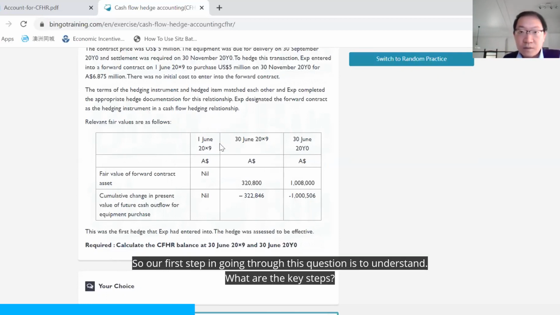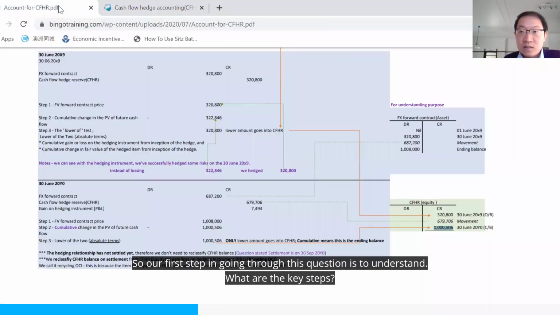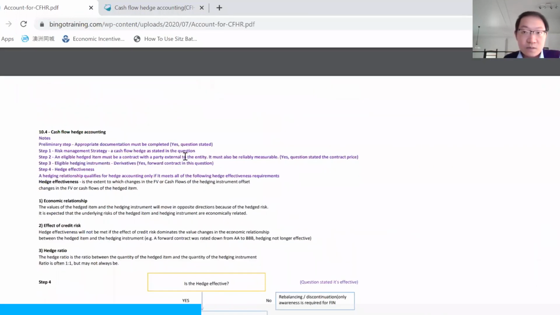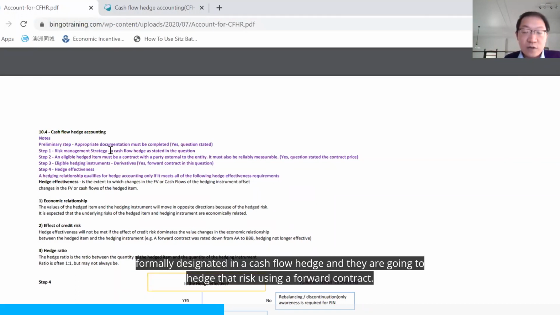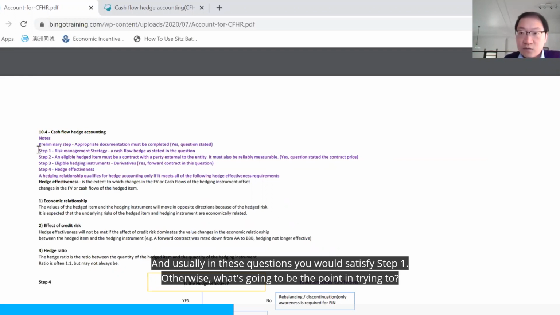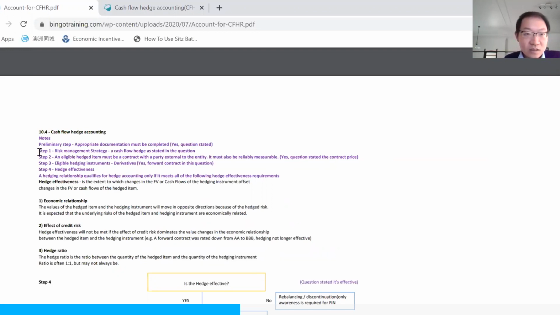Our first step in going through this question is to understand what the key steps in a cash flow hedge accounting relationship are. Step 1, we need to think about a risk management strategy. This question has made that fairly clear, in the sense that we know that EXP has formally designated a cash flow hedge, and they've gone about trying to hedge that risk through using a forward contract. Usually in these questions, you would satisfy step 1. Otherwise, what's the point in trying to assess you on these concepts?